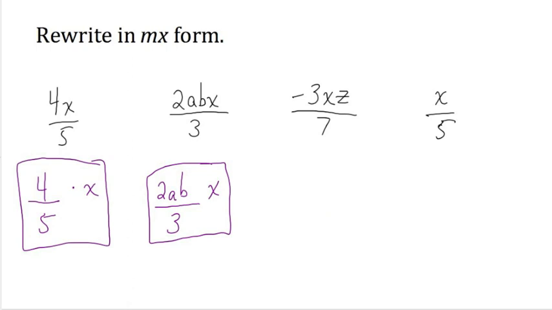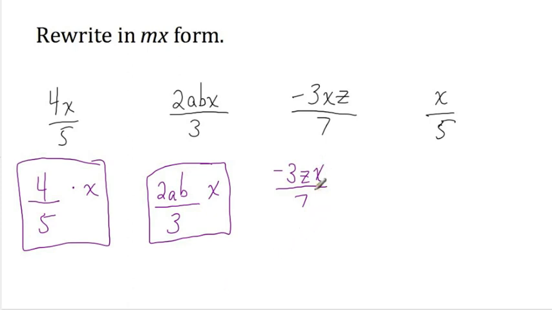Let's consider the next example. This one is a little bit more complicated, but only in the way that it looks, because the x is not at the end of the expression in the numerator, it's somewhere in the middle. However, we can use the commutative property of multiplication, which allows us to change the order of the factors. So I'm going to employ that commutative property, and I'm going to take the x and put it at the end. So I'm going to keep this -3 factor in front, and I'm going to take this z factor and switch it with the x. So it's going to be -3z times x all over 7.